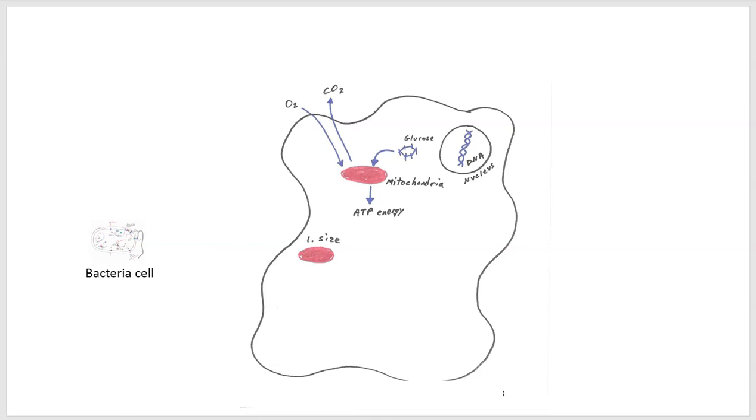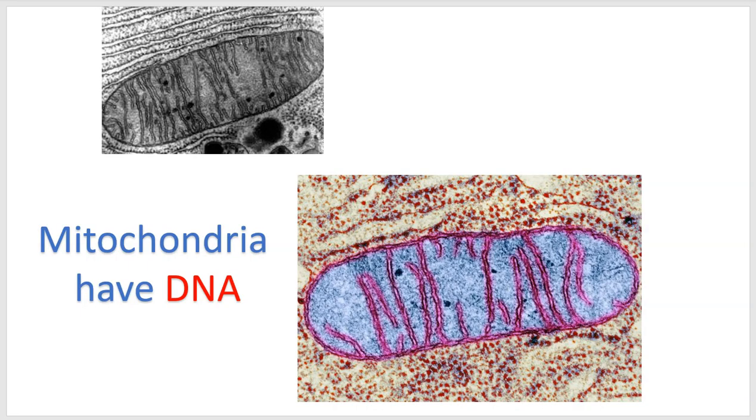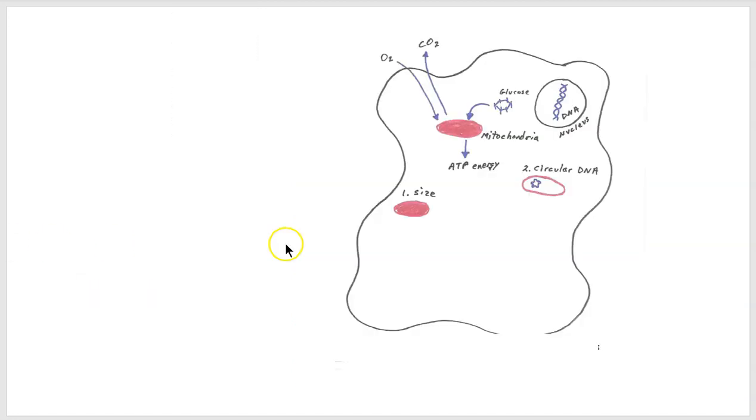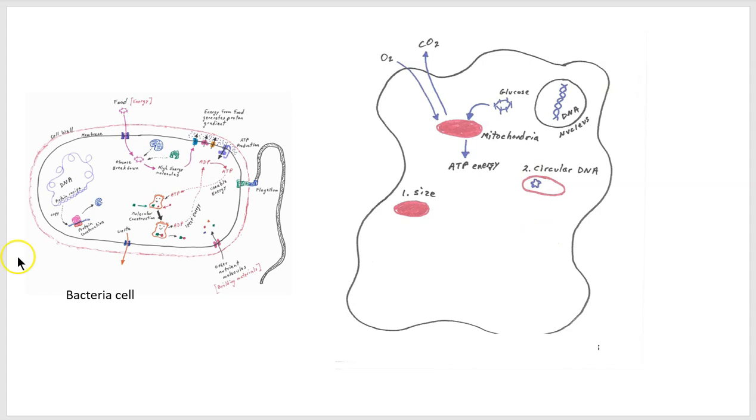There's a second interesting feature about mitochondria that was learned in the middle of the 20th century, and that is mitochondria have DNA. They have their own DNA. So let's add that. So number one, mitochondria are the size of bacteria, and mitochondria have their own DNA. In fact, it's a circular piece of DNA inside the mitochondria. Well, where do we see circular pieces of DNA? In bacteria cells. Right? So bacteria cells typically have a circular chromosome, very much like what you find in mitochondria.